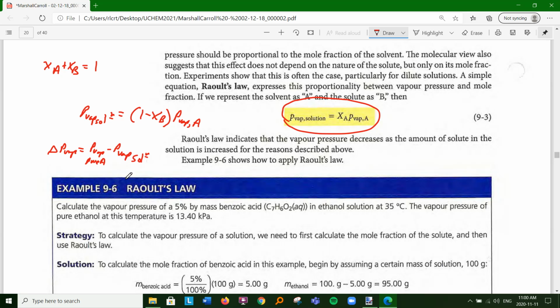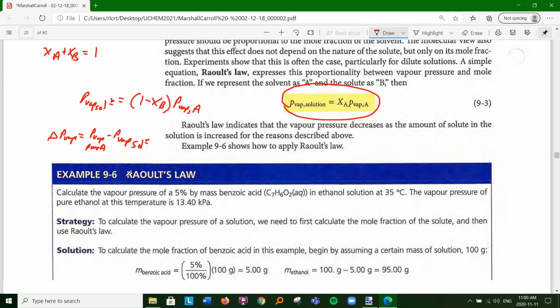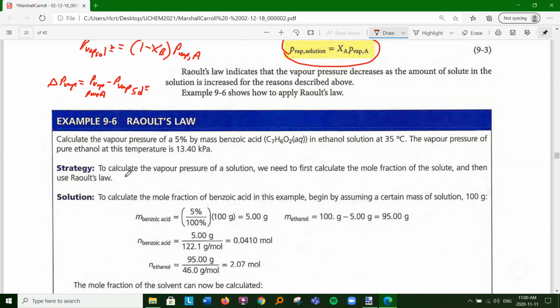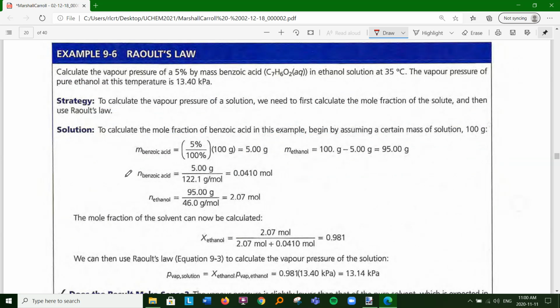So let's try an example here. I got my calculator. Calculate the vapor pressure of a 5% by mass benzoic acid solution in ethanol at 35 degrees Celsius, and they tell you the vapor pressure of pure ethanol is 13.4 kilopascals. Okay, so water is not always a solvent we use. Here we're taking an organic acid called benzoic acid, and the molar mass is, I'm going to look right there, 122.1 grams per mole.